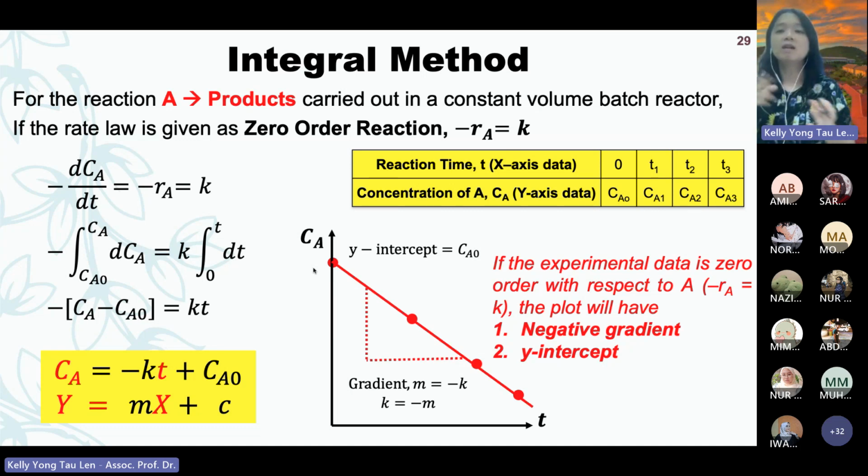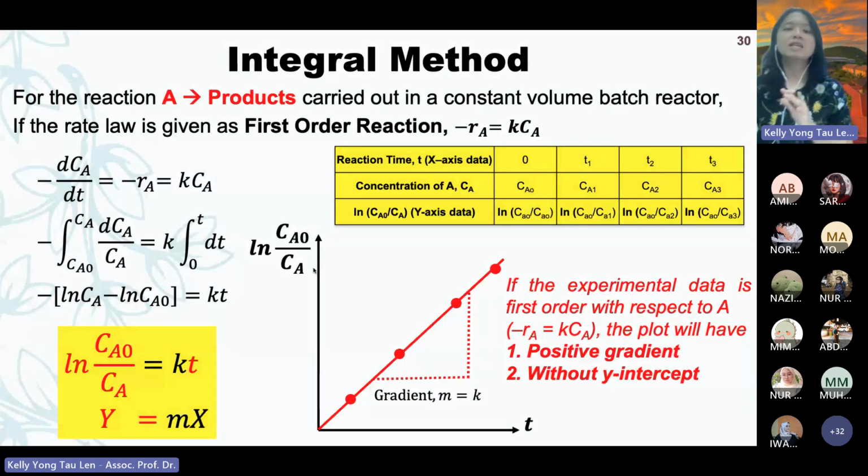So let's say you run, kamu tak dapat, your plot doesn't fulfill these two requirements. So we will go to the next one. Let's say sekarang kita cuba pula assume kalau reaction kita adalah first order with respect to A. So rate law dia menjadi minus RA equals to KCA, katakan. Okay, so again, kita integrate equation ni. Dan kita akan dapat the final equation kalau kamu boleh tengok dah dalam bentuk yang lain.